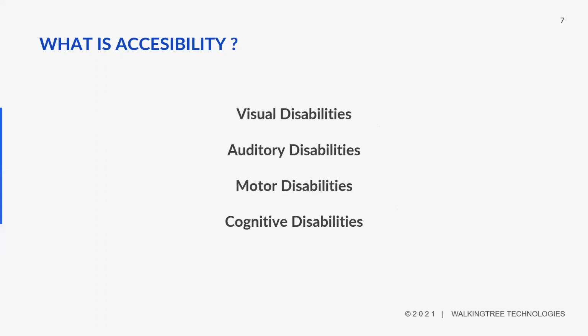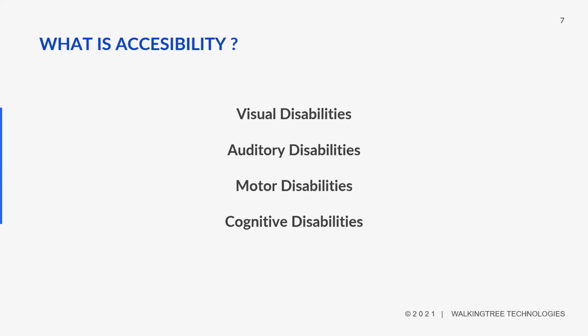So what I mean actually when I say designing for all, particularly in regard to accessibility. When it comes to accessibility, we are particularly talking about people with disabilities, and disabilities can be visual disabilities, auditory disabilities, motor disabilities, and cognitive disabilities. So these are primarily the four categories that any person with a disability can come under.